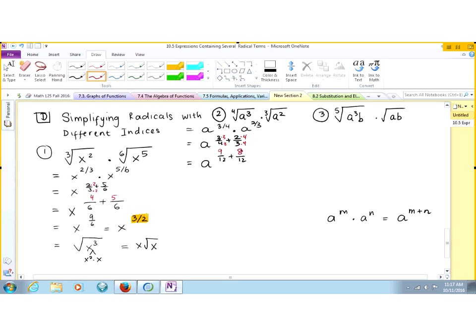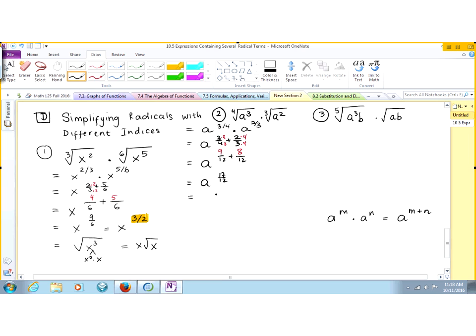Now, if you need help with adding fractions, come to my office hours or come to SIs. You need to be able to add fractions. Yeah, well, this is already Math 125. All right? And it's fine. So 17 over 12. Okay?